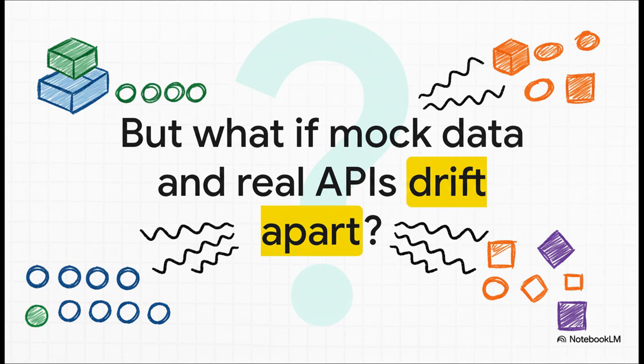Okay, I know what you're thinking. This all sounds a little too good to be true. There's got to be a catch, right? What happens if our perfect mock data doesn't match the real API anymore?